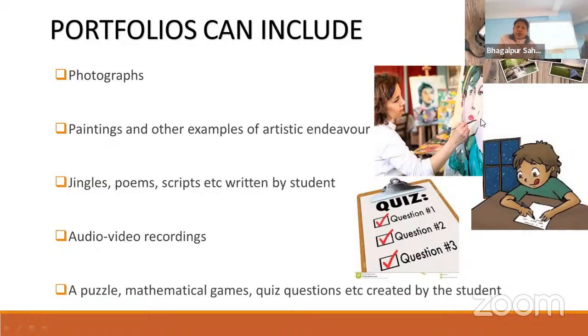We were talking about portfolio. So a portfolio includes photographs, the different paintings. We have discussed jingles, poems, scripts, audio video recordings, and puzzles, mathematical games, quiz. So how can we do that? If you want to do, we can encourage the children to make a puzzle of the pictures. They can make a puzzle by themselves, or they can design any game, a quiz. So we can divide the children into groups of 5. And then we can tell them, now you frame 5 questions with a content.